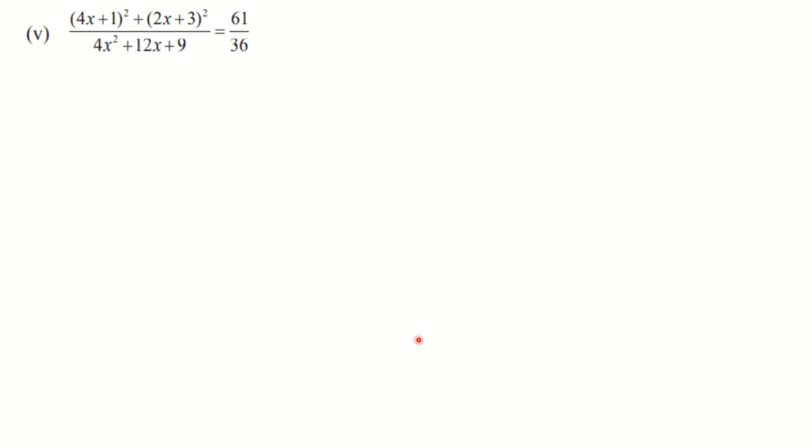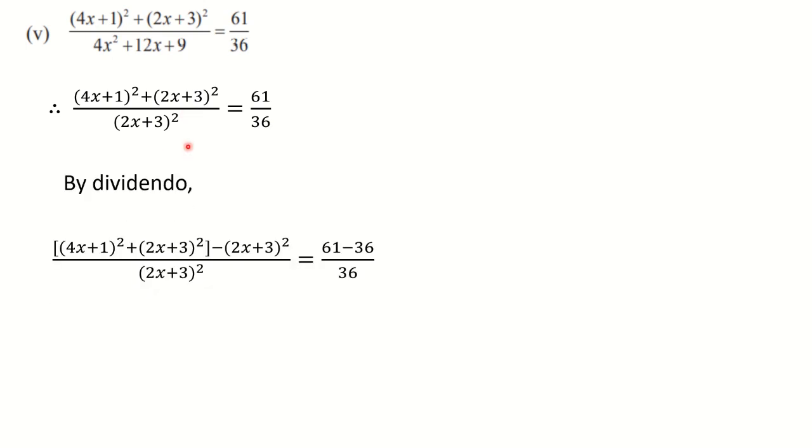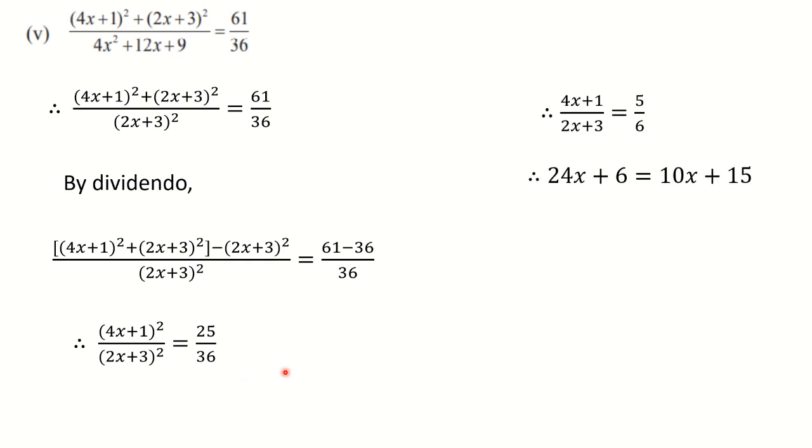This sum is a little bit different, but it is also very easy. Here you will express this perfect square as 2x plus 3 the whole square, and then by doing dividendo you can cancel a term and you will get the answer. By dividendo you cancel one term, and then again you will find that two perfect squares are present. So taking the square root you will get the answer, and then by doing cross multiplication you can find the value of x. In this way you are going to solve the sums.